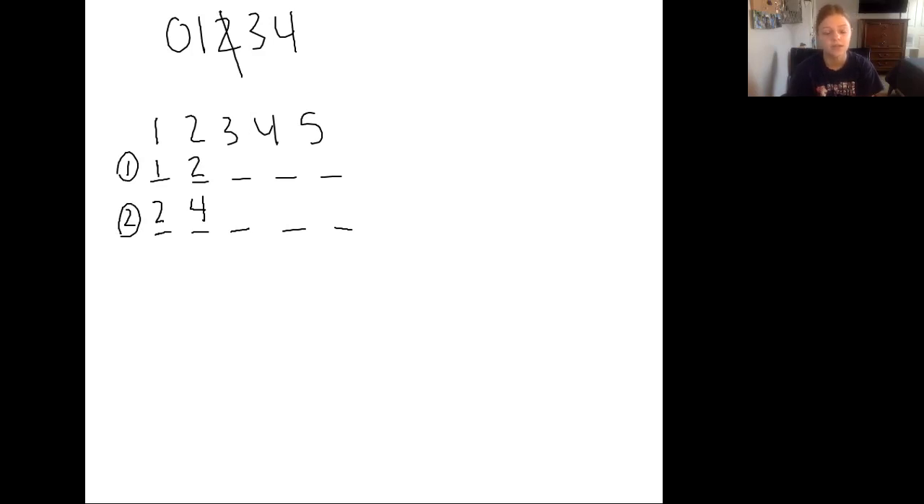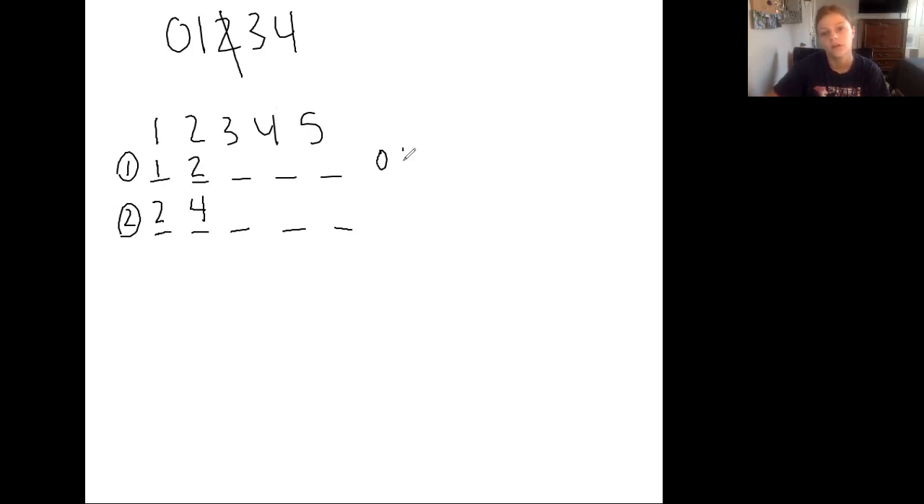This could mean if one of our other rules was something along the lines of 4 had to be before 2. Well, then this one would die because 4 is not before 2. Okay, so I'm going to move on to my last rule, and that is the value of the third digit is less than the value of the 5th digit.